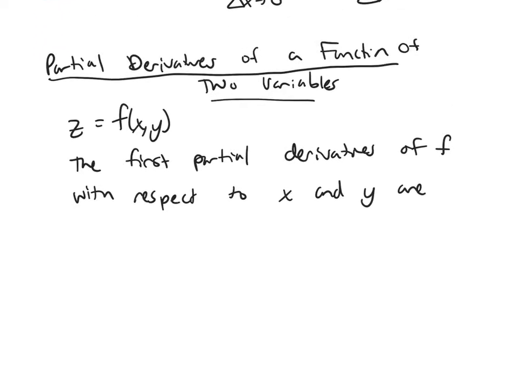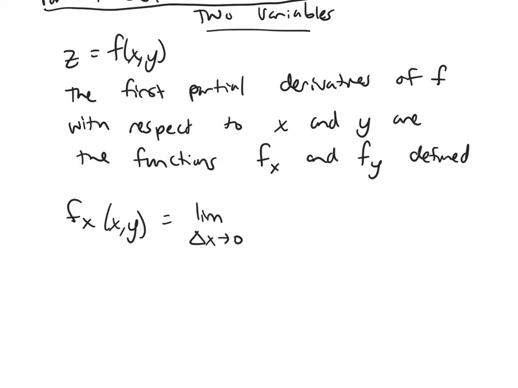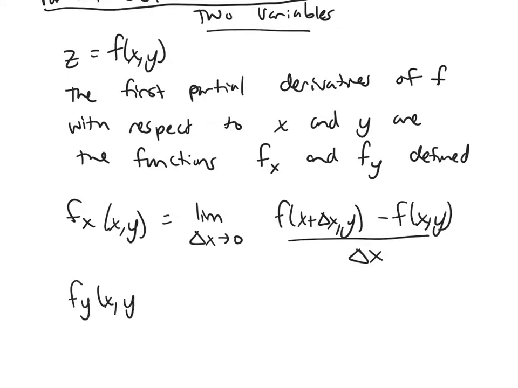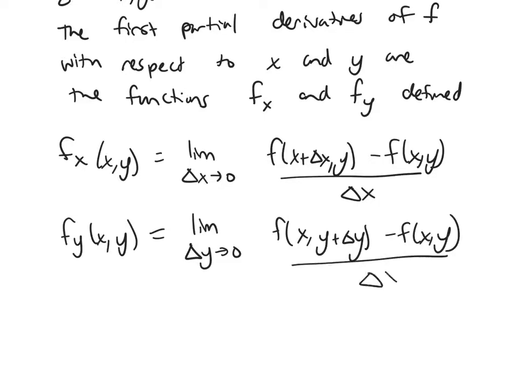are the functions f sub x and f sub y, defined as f sub x will be, it's a function of two variables, and it's defined to be the limit as delta x goes to 0 of f of x plus delta x, y minus f of x y over delta x, and f sub y will be similarly defined. It's the limit as delta y goes to 0 of f of x, y plus delta y minus f of x y over delta y, provided the limits exist.